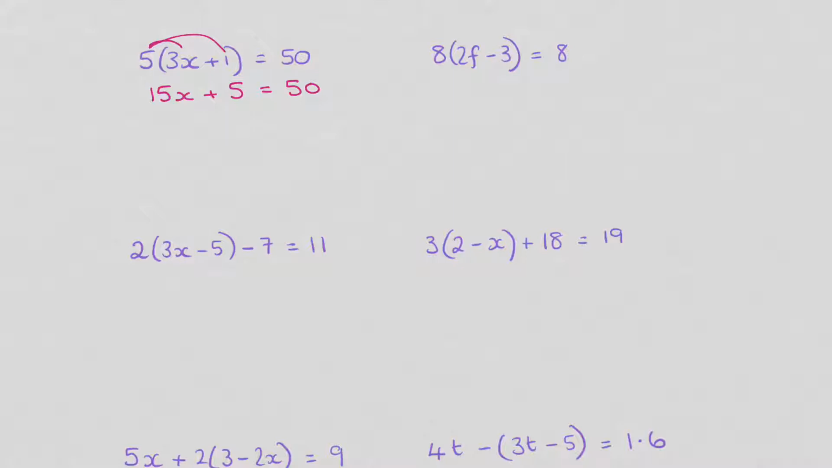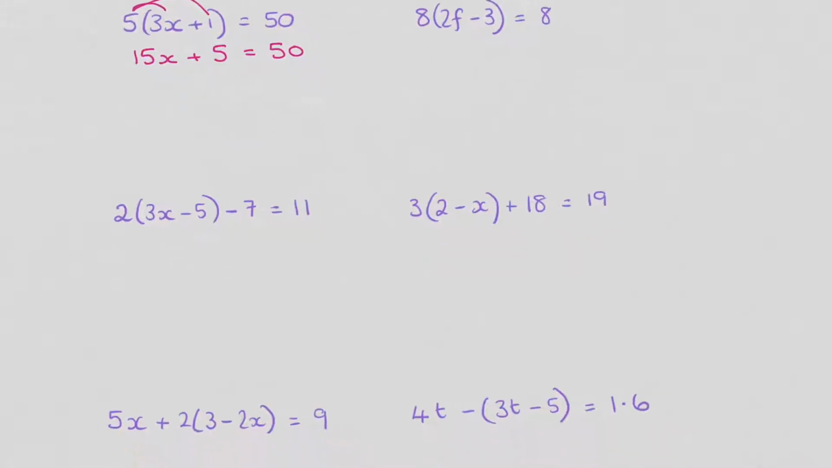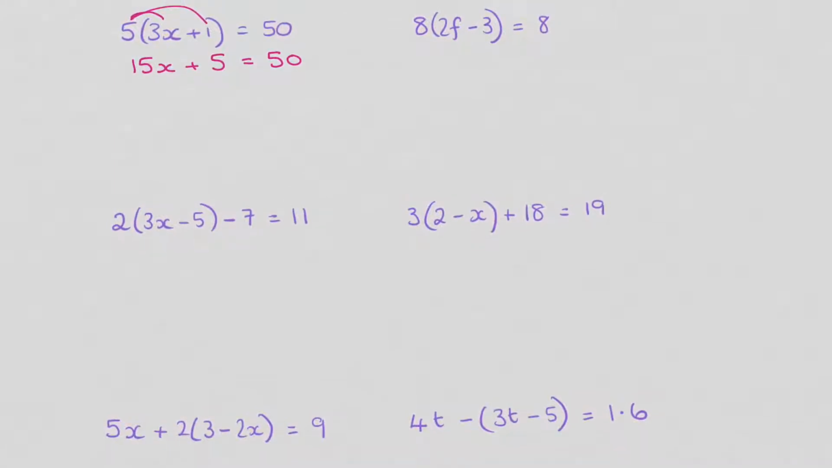So our first step then, if we go by what we were learning yesterday, is to start trying to get the x by itself. So we need to remove this 5 first of all. So we're going to take away 5 from both sides. Remember you do the opposite of what you've got. So if you remove the 5 from the left-hand side of the equation, you've got 15x left. And if you remove 5 from the right-hand side of the equation, you've got 45 left.